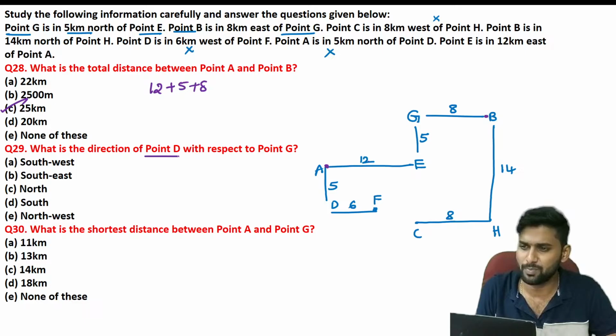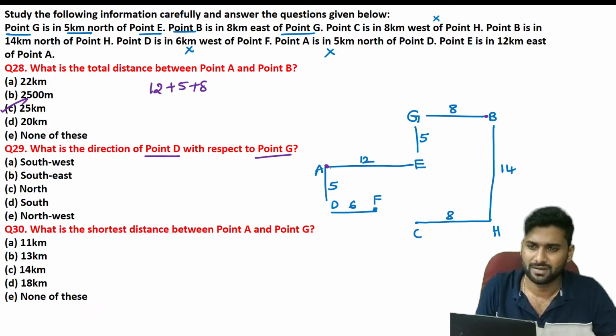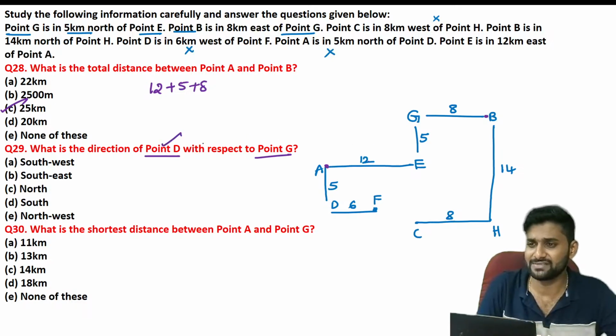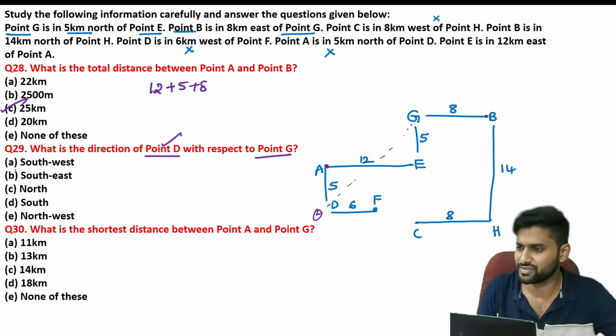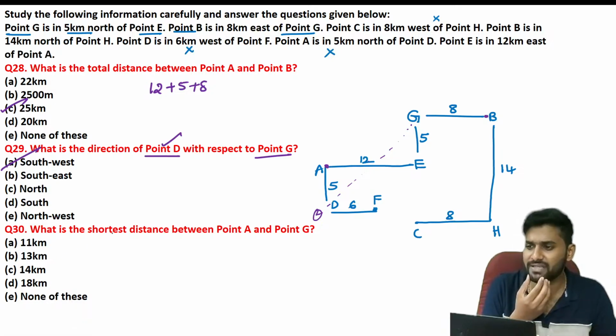What is the direction of point D with respect to G? Not distance, sorry, direction. So we need D with respect to G. From G to D, just draw the line. So your line is moving between south and west. So answer is southwest.